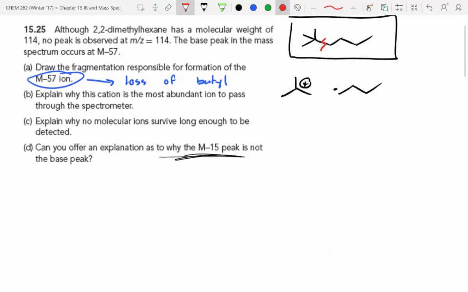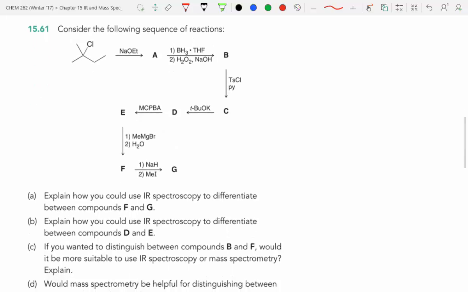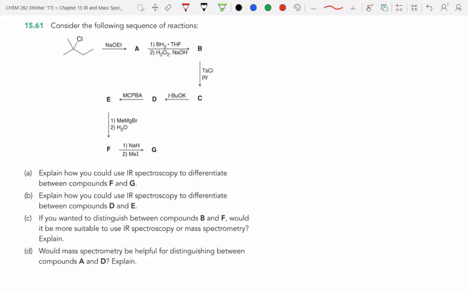All right, let's go to the next practice problem. Is that because a methyl wouldn't be stable on its own? Yeah, it's a lot less stable than a tert-butyl radical. Methyl cations are very small in mass spec.